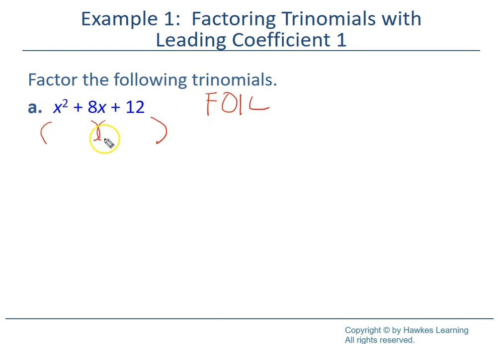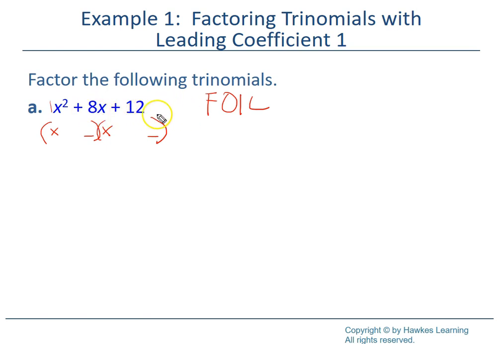So the first, you recall, gave us this term. So that's pretty easy. When there's just a 1 here, this is going to be an x and an x. Now our last term is a 12, that we multiplied this by this to get the 12. But then when we did our outers and inners, it had to add up to an 8.